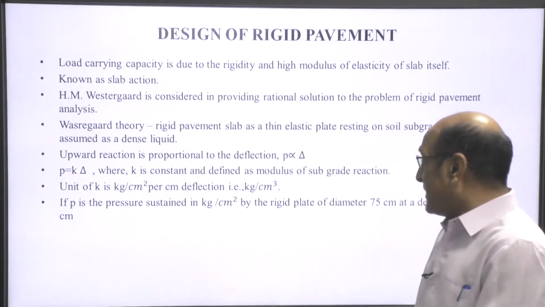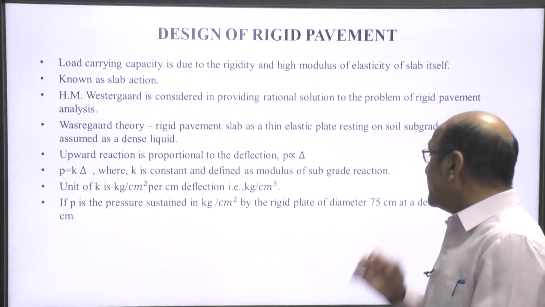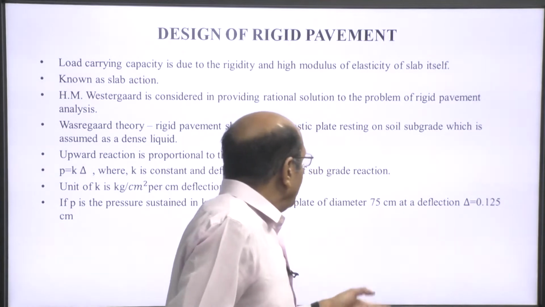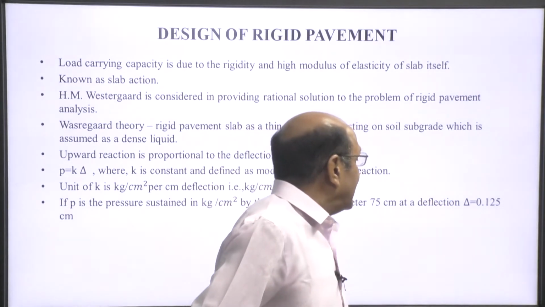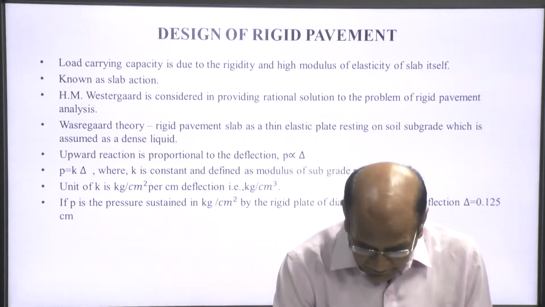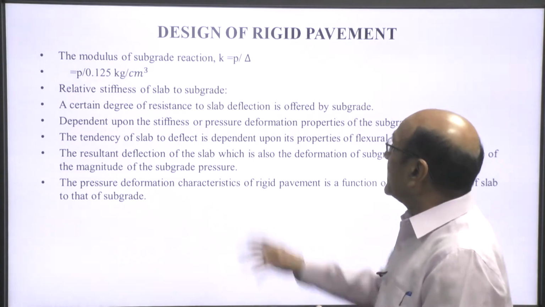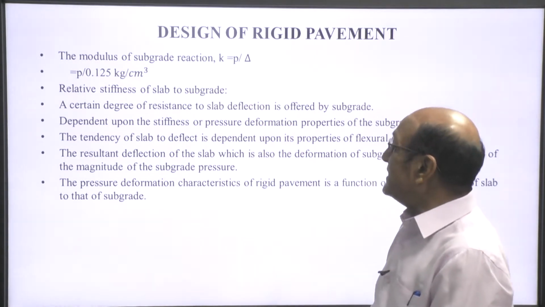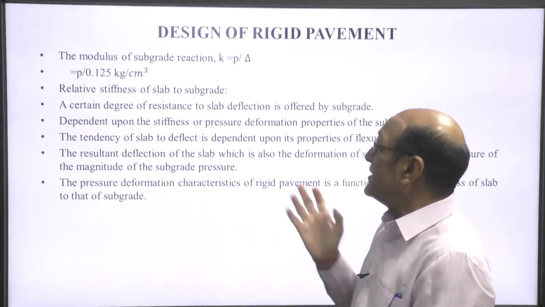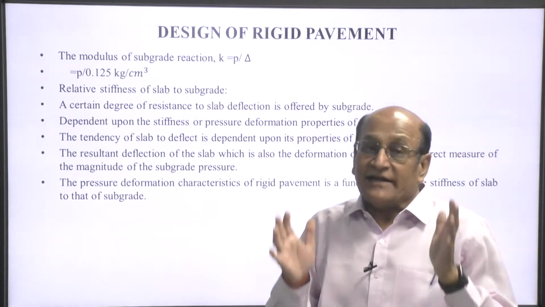If P is the pressure sustained in kg per centimeter square by a rigid plate of diameter 75 centimeter at a deflection delta equal to 0.125 centimeter, the modulus of subgrade reaction K will be equal to P divided by delta, so P divided by 0.125 kg per centimeter cube. So, this is the one concept that has come.